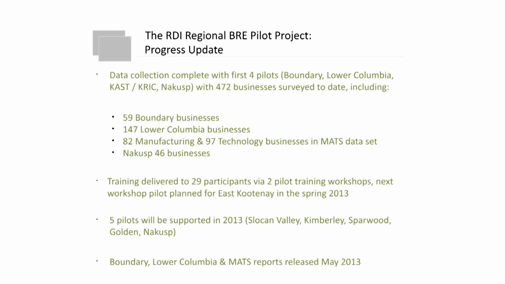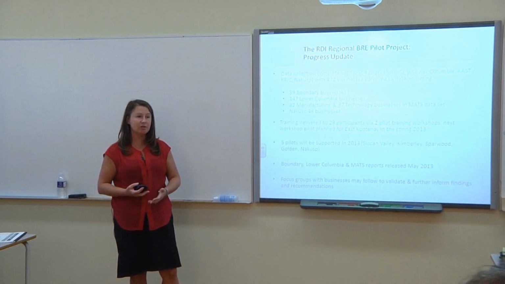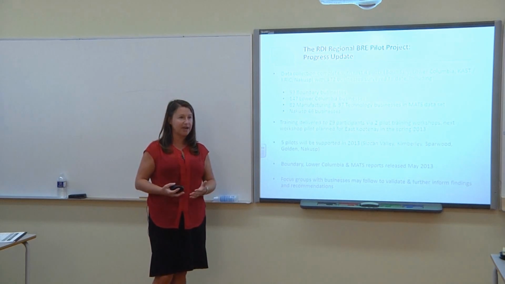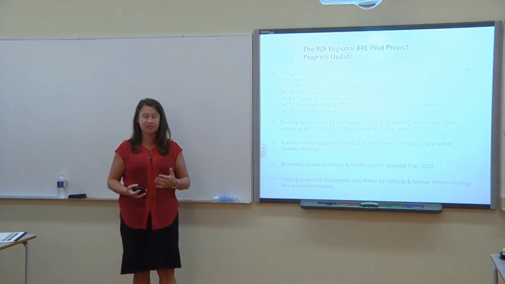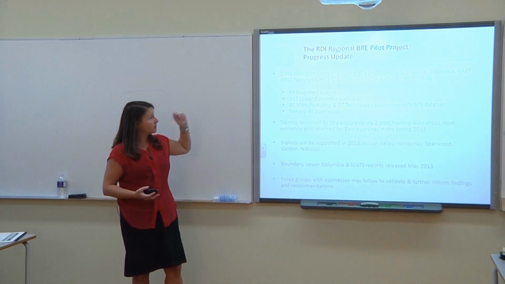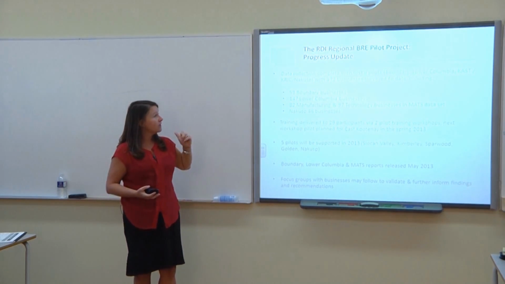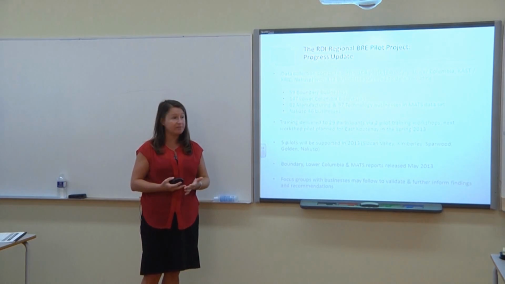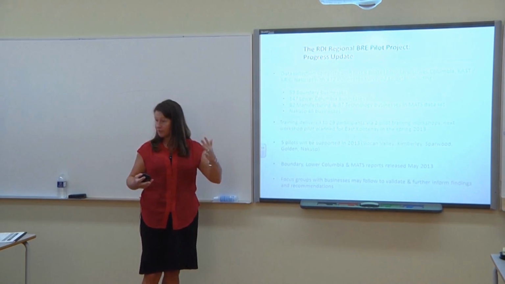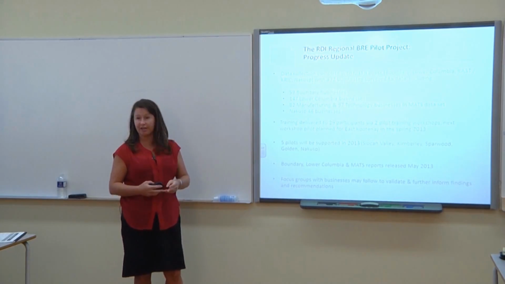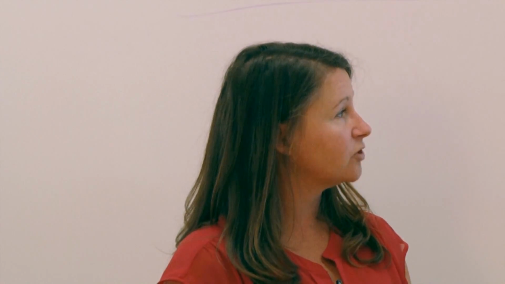So what is our progress to date? It's a 3-year pilot. It officially started in January 2012. Communities started moving forward with data collection in the spring of that year, and so we're about a year and a half into it. Data collection was complete with the 4 first pilots being Boundary, Lower Columbia, the Innovation Councils, who did the manufacturing and technology sector specific surveys on a regional level, and then NACUSP just finished their surveys. They finished inputting. So we now have 472 businesses surveyed to date, and that includes 59 from the Boundary, 147 from Lower Columbia, 82 from the manufacturing, and 97 from the technology regional.